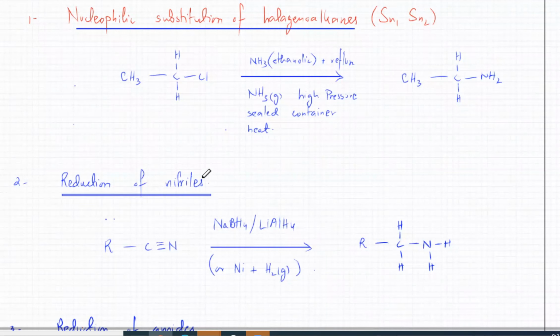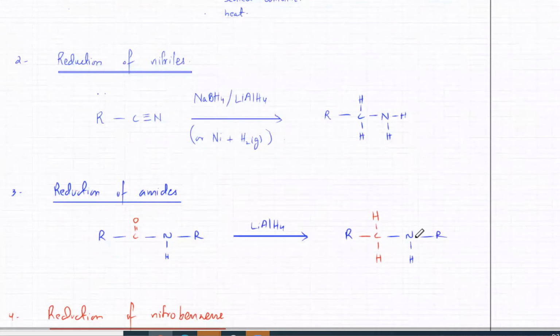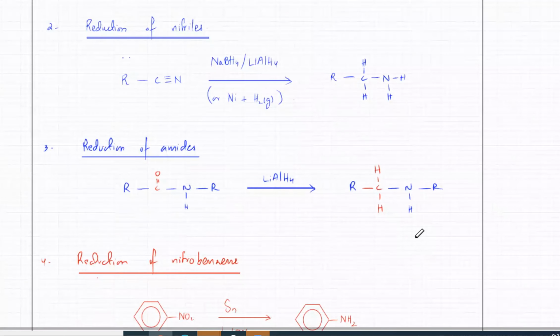Or you can reduce nitriles. You can take a nitrile, C triple bond N, reduce it with NaBH4, LiAlH4, or you can also do hydrogenation. So hydrogenation can also be done, and the triple bond will go away, and hydrogens are going to get added to it. Then there's reduction of amides as well. Like if you've got an amide, that is NH with a C double bond O.